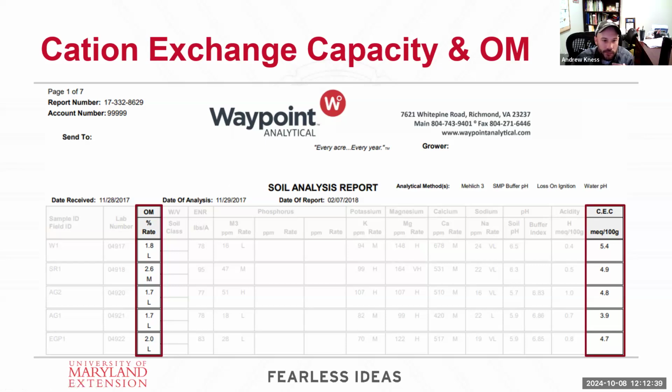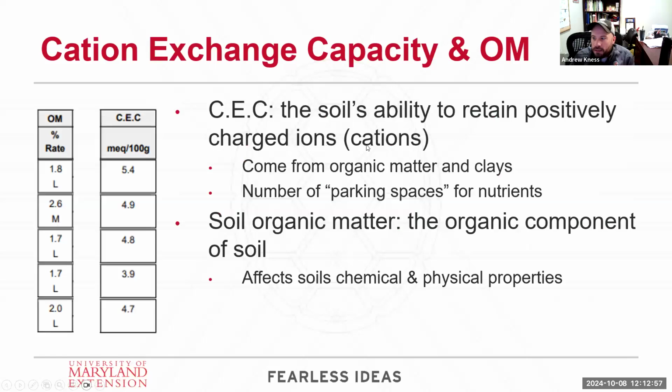So when I look at a soil test report, I'm always interested in looking at soil organic matter, and related to that is going to be CEC, which is cation exchange capacity. So in the Waypoint report, you have organic matter all the way to the left, and you have CEC on the right, and I'll explain what they are. So CEC stands for cation exchange capacity, and that's the ability of your soil to retain positively charged ions. And if you remember back from chemistry, positively charged ions are called cations.